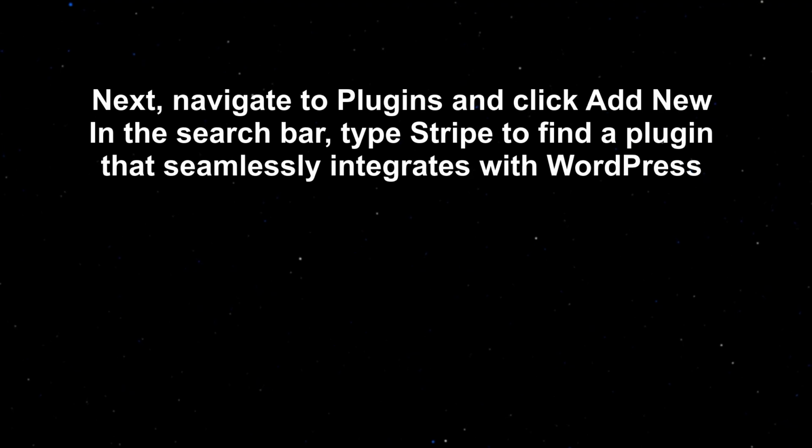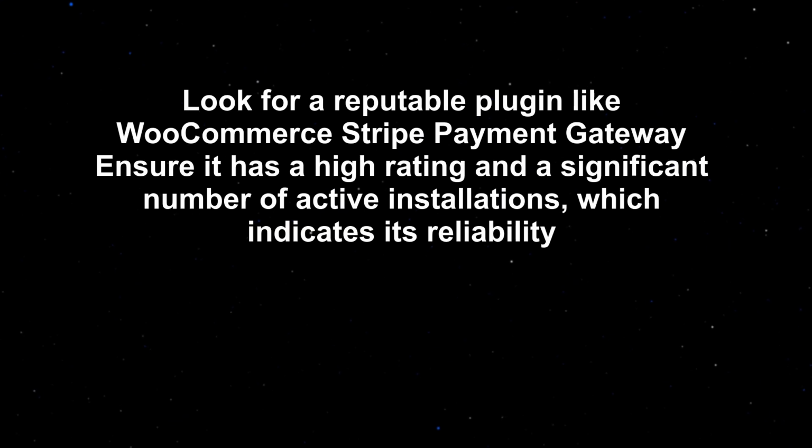Next, navigate to Plugins and click Add New in the search bar. Type Stripe to find a plugin that seamlessly integrates with WordPress. Look for a reputable plugin like WooCommerce Stripe Payment Gateway. Ensure it has a high rating and a significant number of active installations, which indicates its reliability.